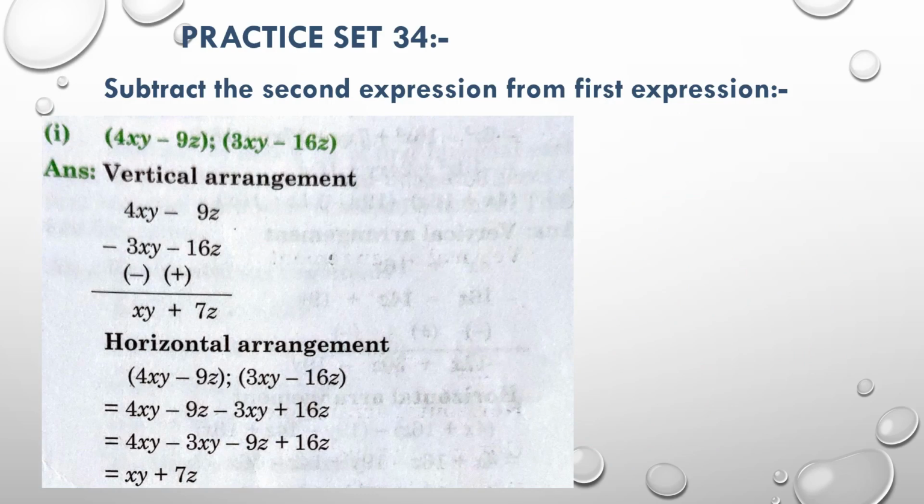Now let us do the practice set 34. Subtract the second expression from the first expression. The first one, 4xy minus 9z. Now second expression is given, 3xy minus 16z. So where it is written 4xy, below that you have to write 3xy minus 16z. You have to subtract it. So when you subtract it, the second expression's signs will change. So here minus is there, so here it will become plus. And here plus is there, here it will become minus. Now you don't have to take this middle sign.